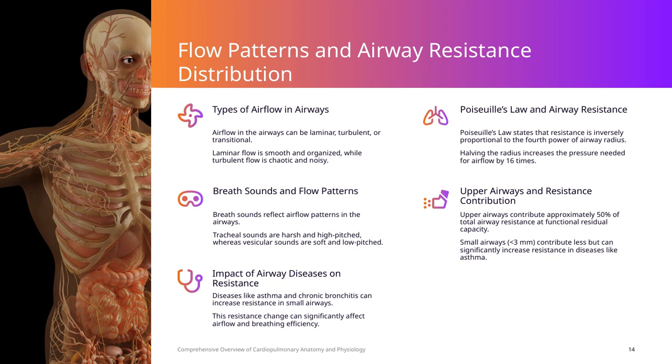An important principle to remember here is Poiseuille's law. It tells us that resistance is inversely proportional to the fourth power of the airway radius. So, if the radius halves, the resistance doesn't just double, it increases 16-fold. This exponential relationship explains why small changes in airway size can have such a big impact on airflow.